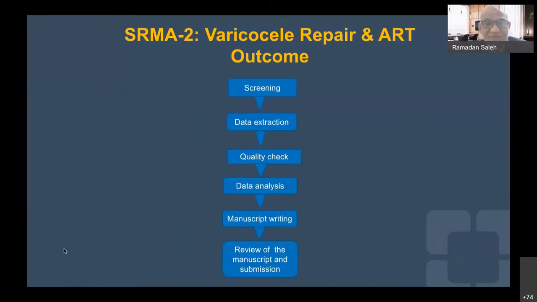This flow diagram shows different steps, starting from screening, data extraction, quality check, data analysis, and then we'll end up with manuscript writing, review, and submission of the manuscript.